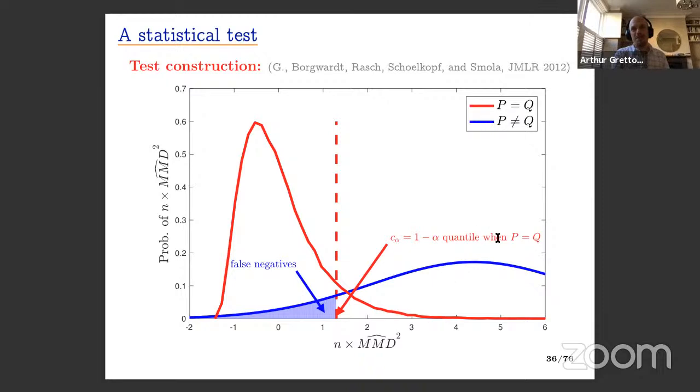Okay, when P and Q are not the same, this blue curve shows me the expected behavior of my MMD when P and Q are not the same. Okay, and what I would like is a small number of false negatives. All right, so I would like, ideally, that when P and Q are not the same, the probability of going below this threshold should be something small. And as I see more and more samples, what's going to happen is that my MMD scaled by n is going to go to infinity, and this variance is going to blow up, and this area is going to go to 0. So that's going to be a nice property.